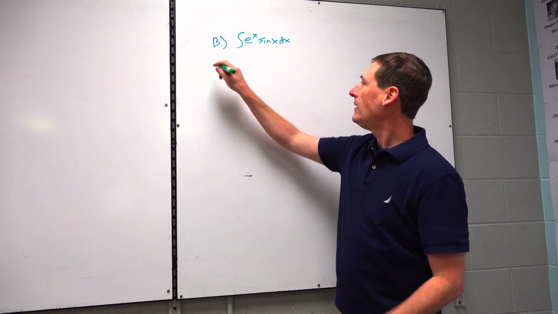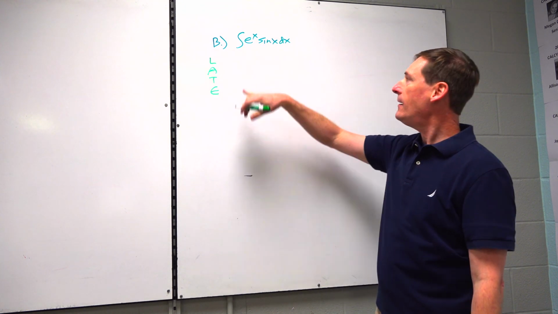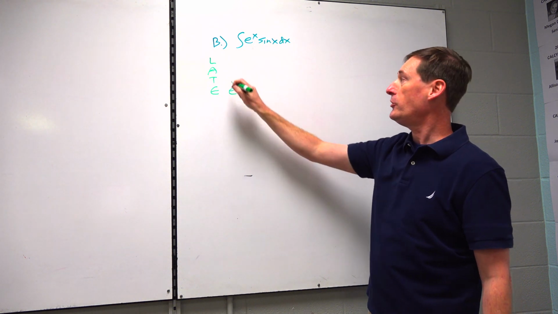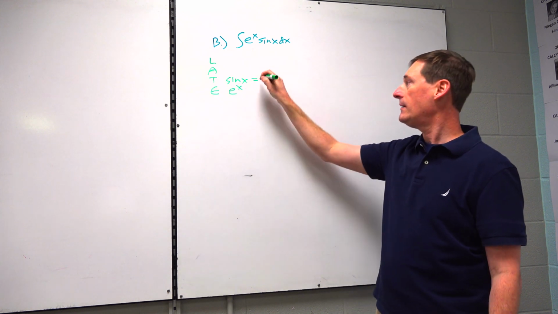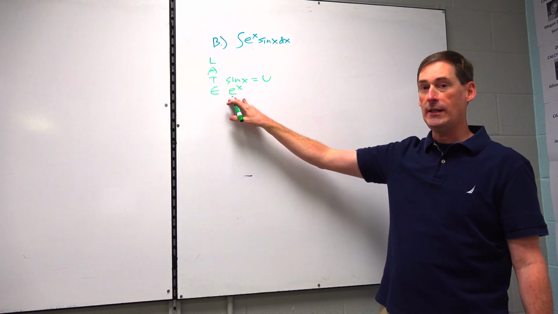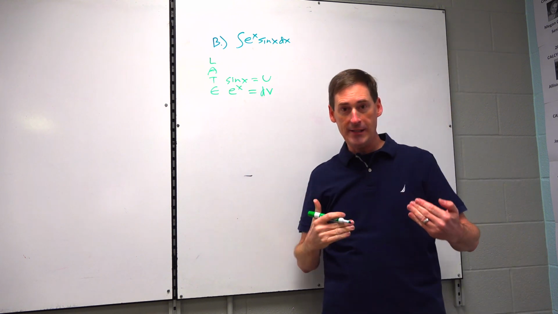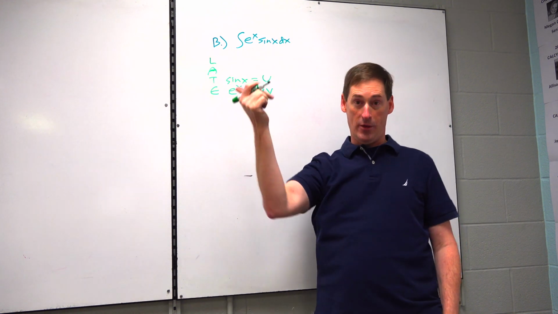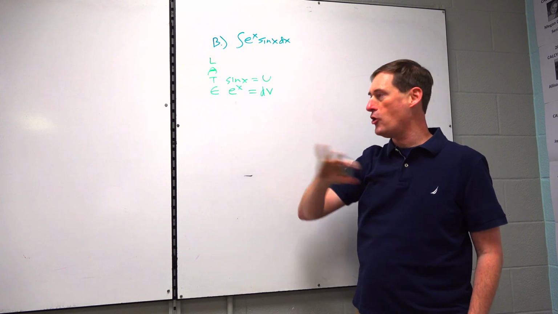So first of all, I read out the acronym LATE, and after I write that out, I say, e to the x, you're an exponential. Sine of x, you're trig. So the higher one is sine, that's u. The lower one is e to the x, that's dv. And as long as you follow that system, things should work out a lot better than if you went the other way and tried to let u be e to the x and the other one be dv. No, no, no.